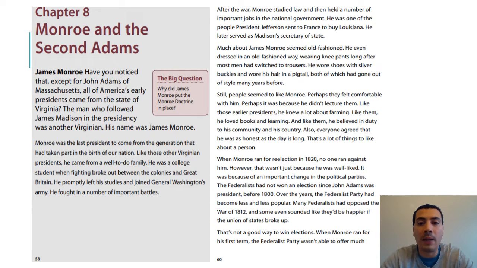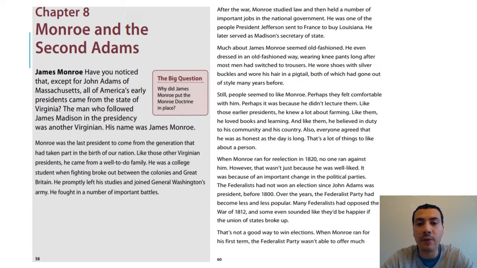Much about James Monroe seemed old-fashioned. He even dressed in an old-fashioned way, wearing knee pants long after most men had switched to trousers. He wore shoes with silver buckles and wore his hair in a pigtail, both of which had gone out of style many years before. Still, people seemed to like Monroe.